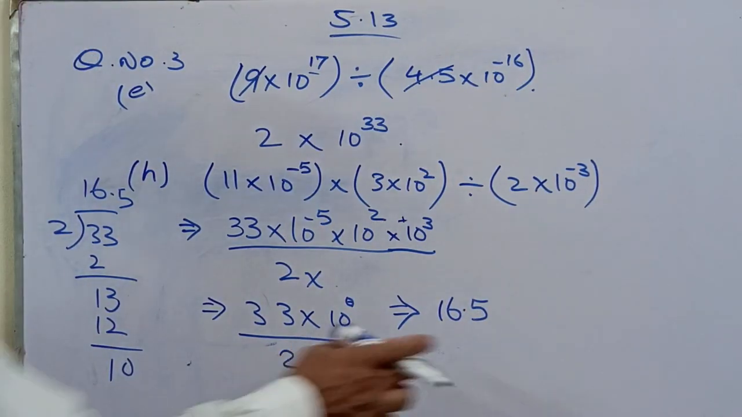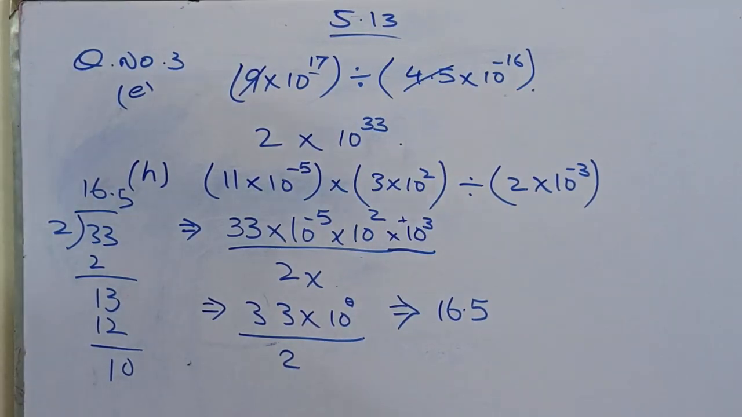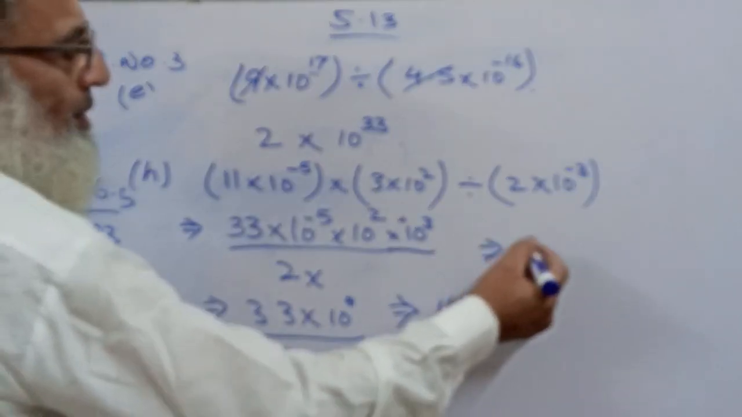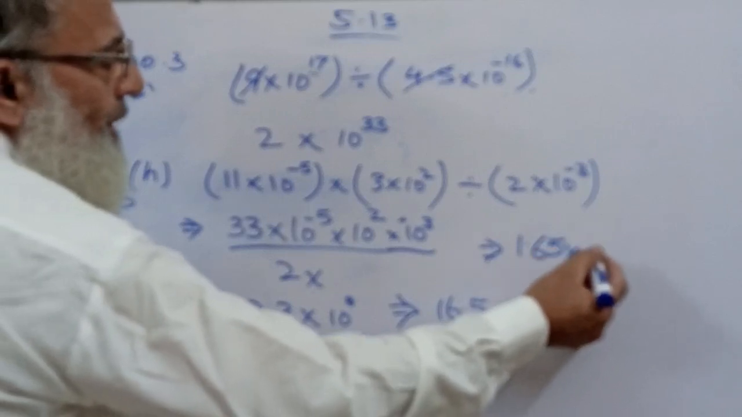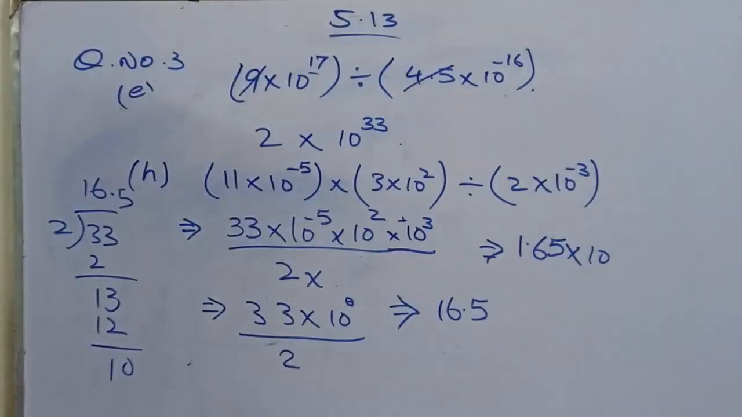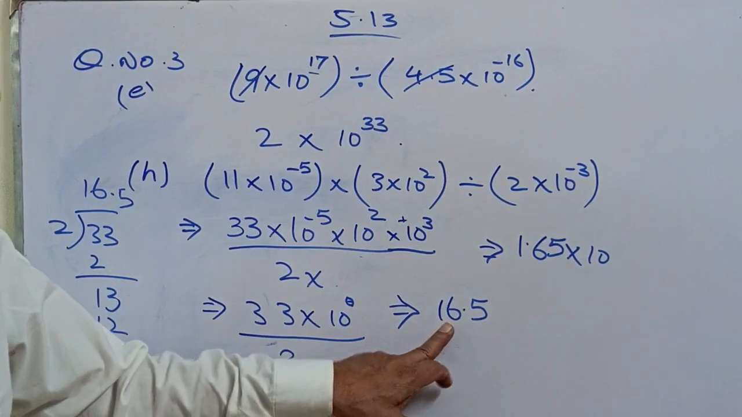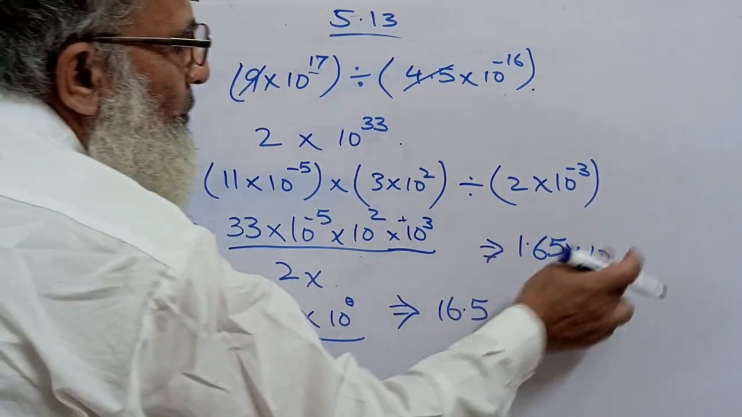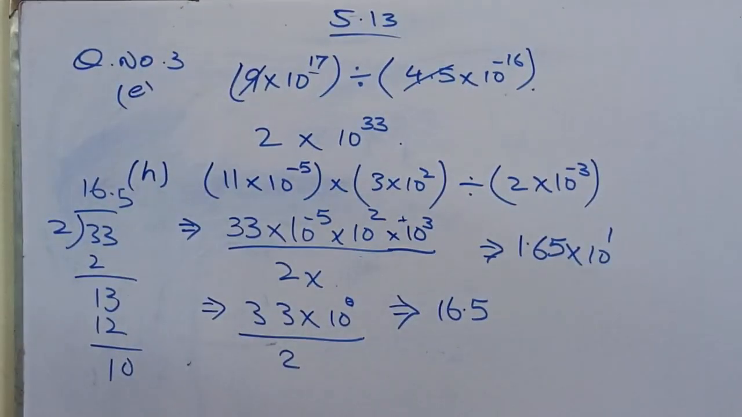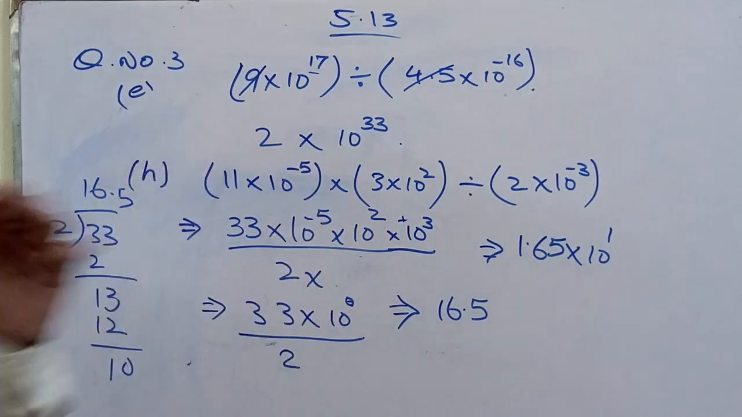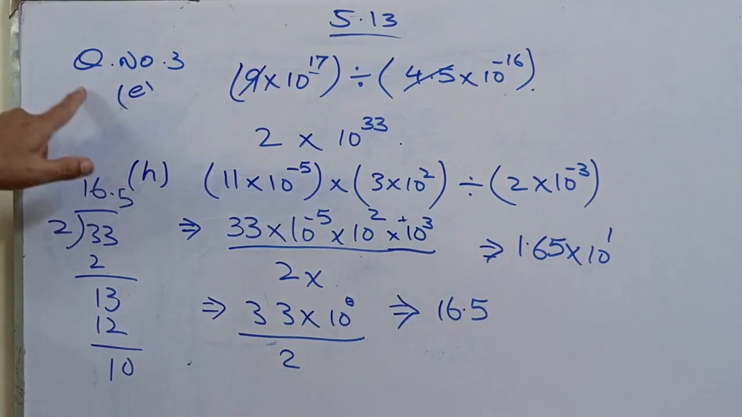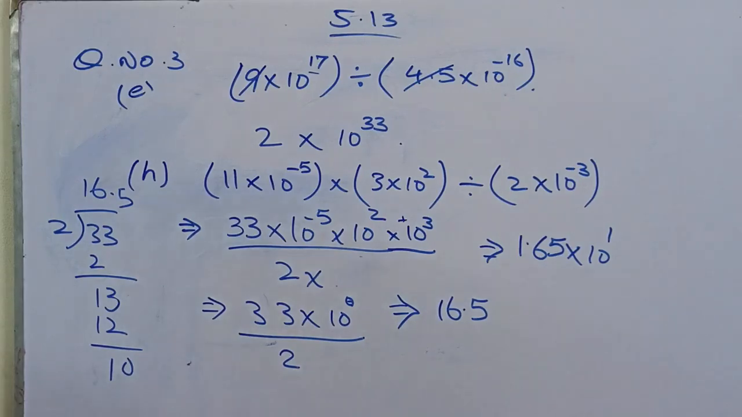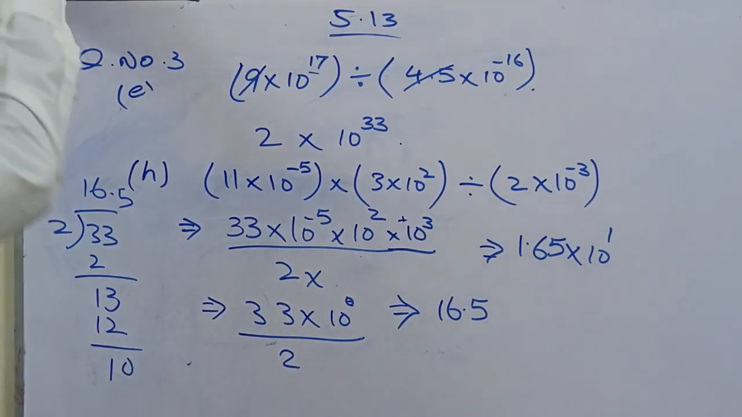16.5. But how to write this 16.5? We will write this as 1.65 into 10 raised to power 1. We have shifted this point from here to here, so it will become 10 raised to power 1. Okay, so it is the last part of question number 3H. So let me proceed to question number 4, which is about addition and subtraction.